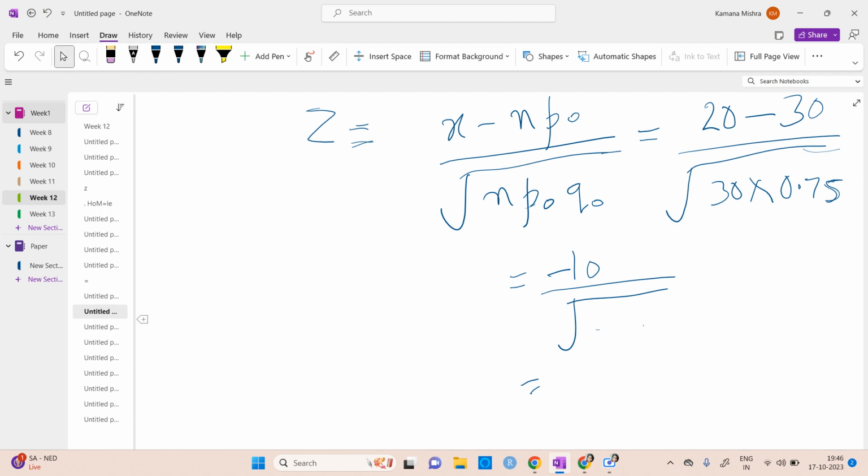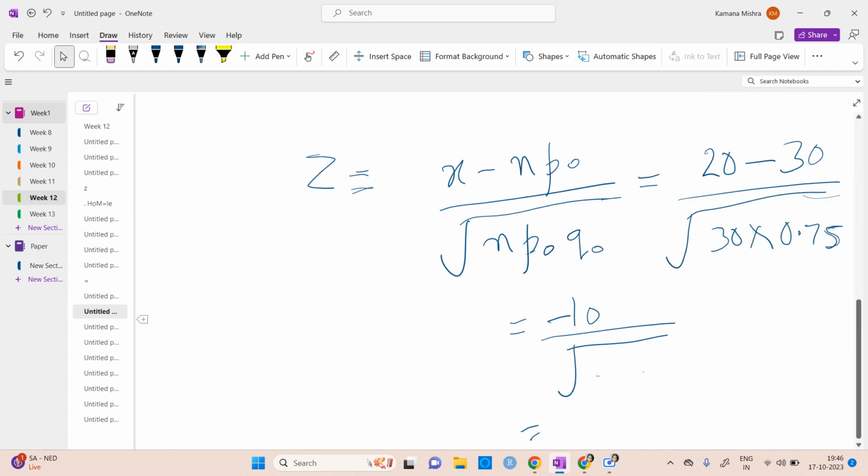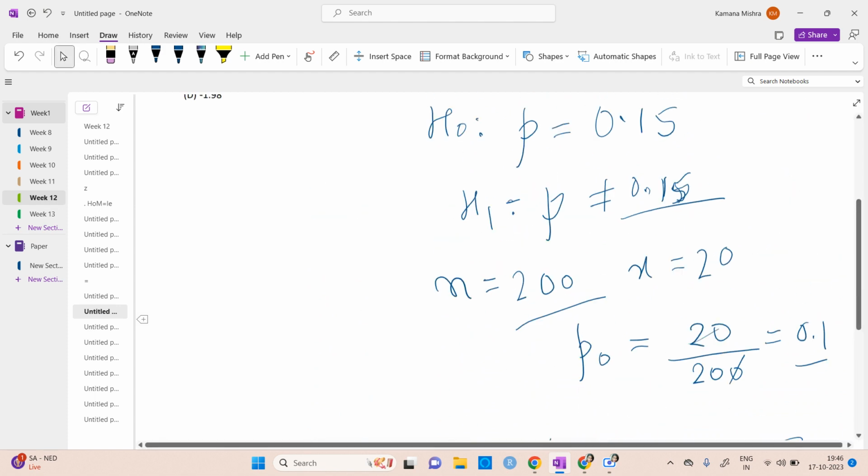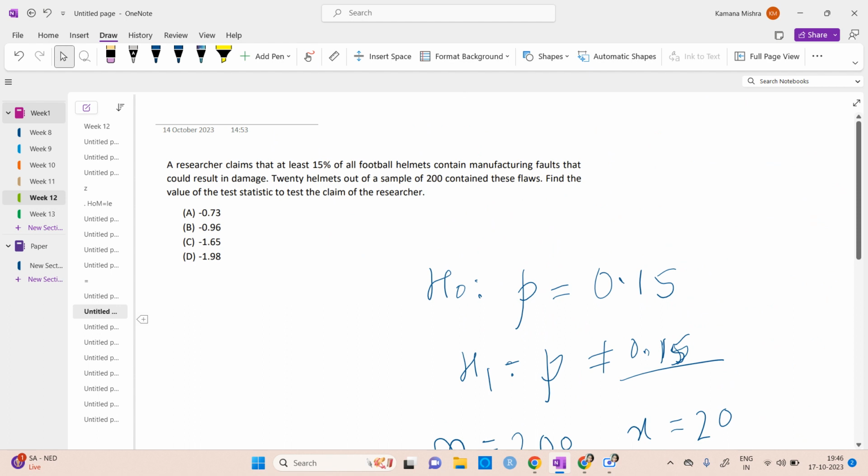Sorry, this is 0.15, so q would be 0.85, not 0.75. So it is minus 10 divided by the square root of 30 times 0.85, which is minus 1.98. That was what we needed to find out, so the answer is minus 1.98. I hope it is clear.